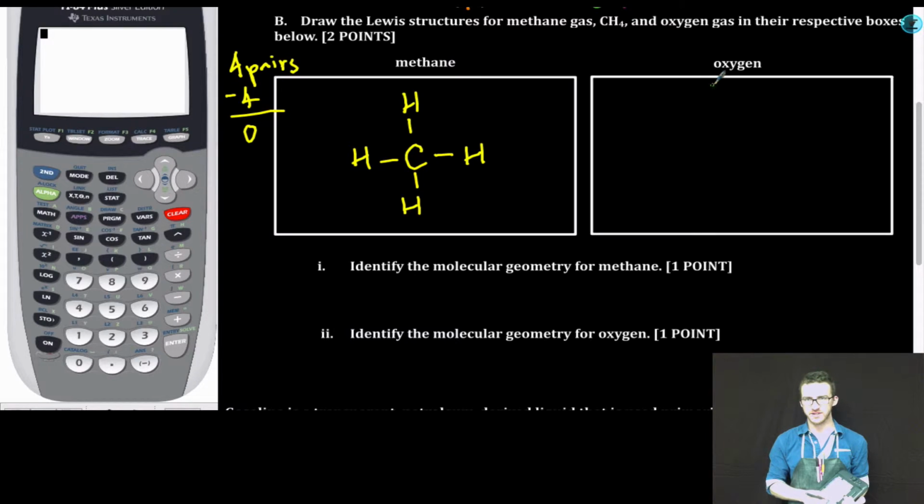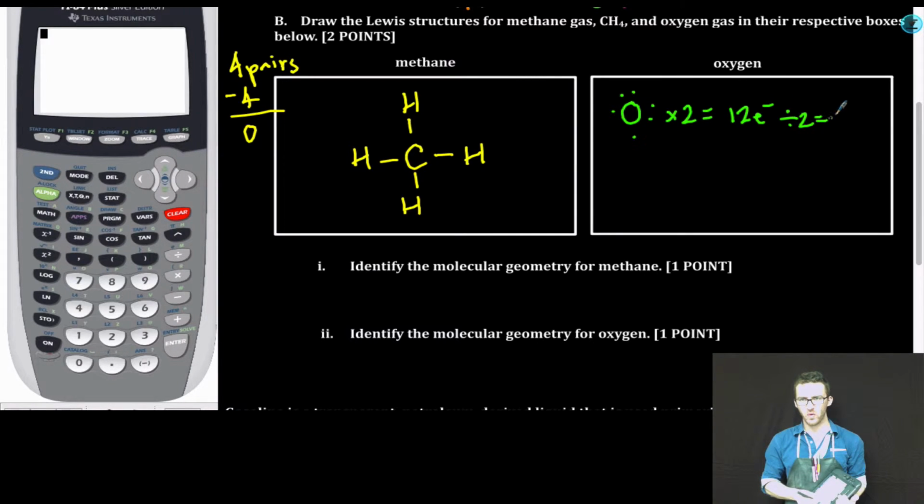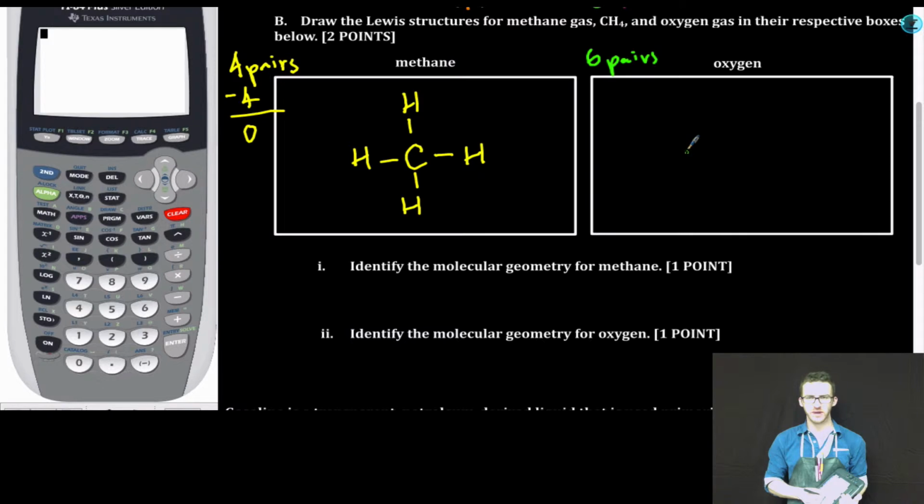Let's do oxygen. Remember, diatomic. Oxygen's got 6 valence electrons to start, and there are 2 atoms of oxygen in a molecule of diatomic oxygen, which means 12 valence electrons to work with, or 6 pairs. I'm going to remind myself, 6 pairs. We don't really have a central atom here because there's only 2, but I'm going to initially connect them with a pair. That uses up 1. I've got 5 pairs left.